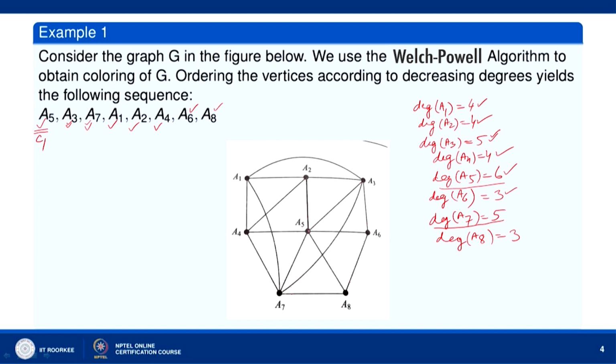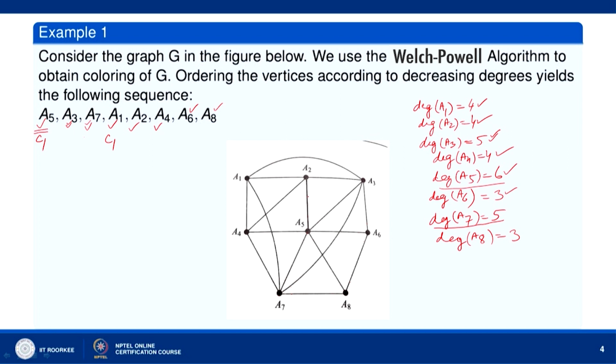Then A5 is adjacent to A7, so this also is left. Then A1: where is A1? A1 is here. So, A5 is not adjacent to A1, so we assign C1 color.